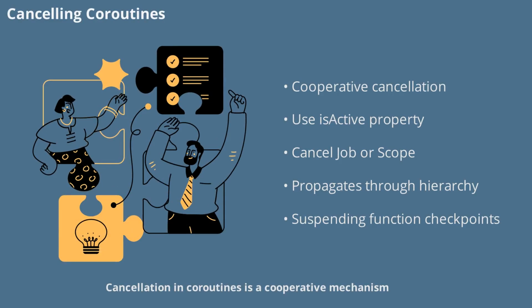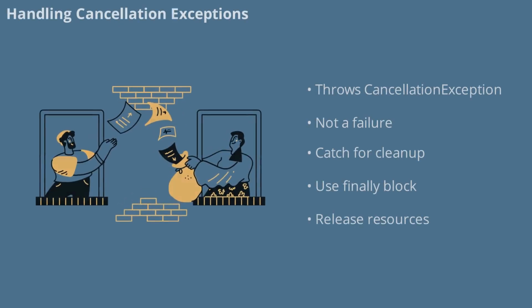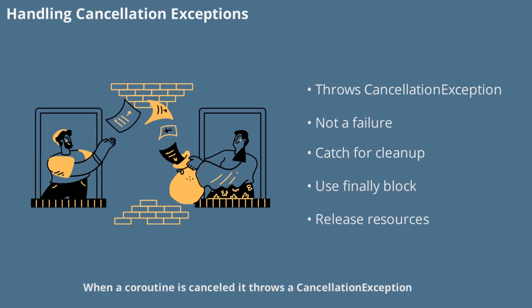Cancellation in coroutines is a cooperative mechanism. Coroutines can be canceled by checking for cancellation at specific points, such as using isActive or calling cancel on their job or CoroutineScope. Cancellation propagates through the hierarchy, ensuring a clean state across related tasks. Common cancellation points include suspending functions like delay, yield, and withTimeout, which automatically check if the coroutine is still active. When a coroutine is canceled, it throws a CancellationException.